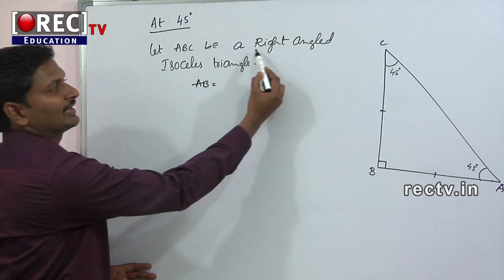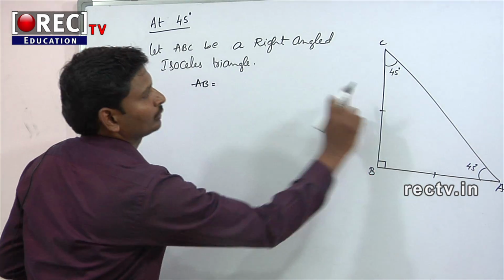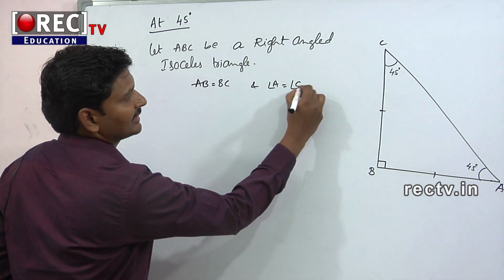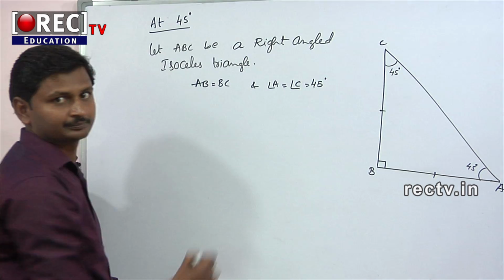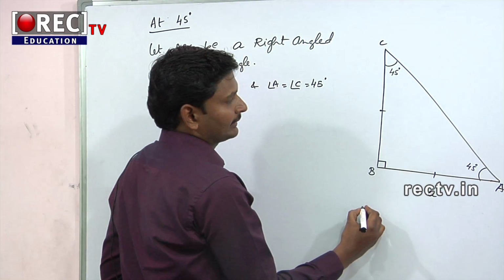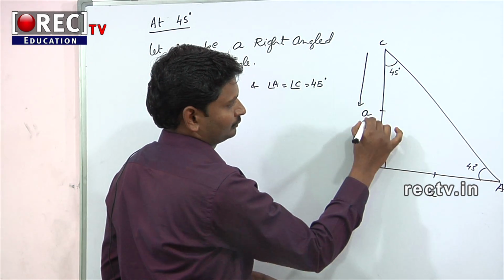Let ABC be a right angled isosceles triangle, in which AB is equal to BC and angle A is equal to angle C is equal to 45 degrees. Let us consider AB is equal to small a units in length and BC is also the same in length, that is small a.